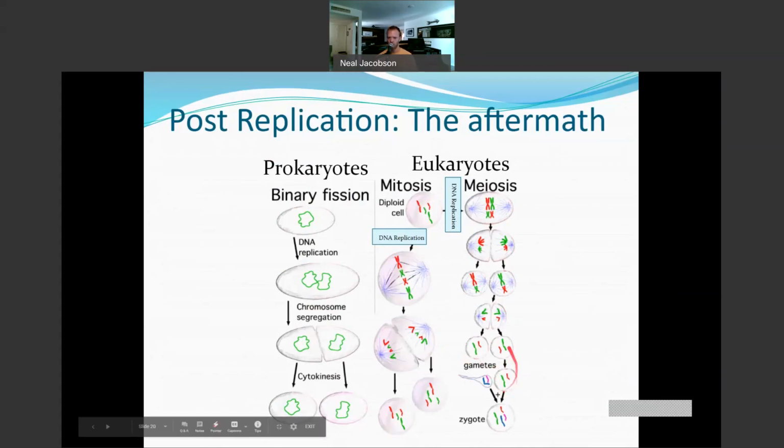And in this case, it looks like it's an egg that meets a sperm, and then now you have a zygote and a diploid organism. Okay, and that's it for DNA replication.